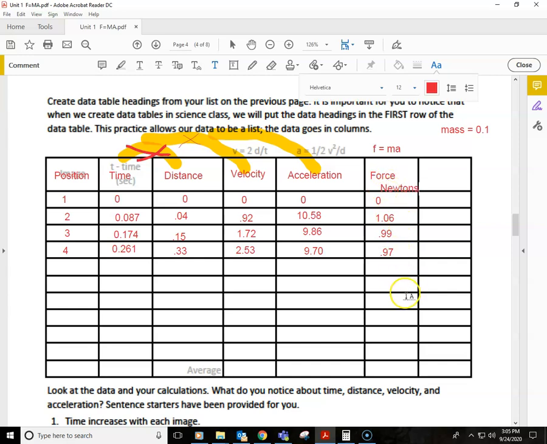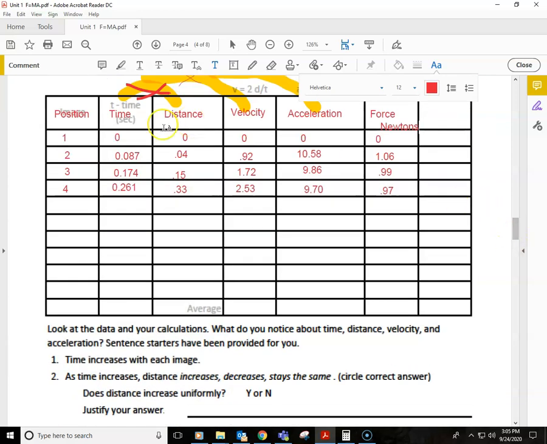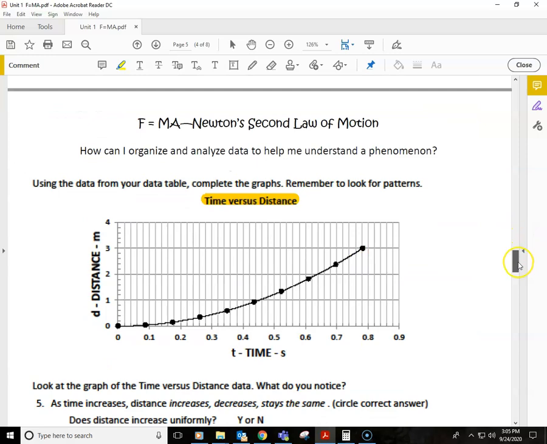Okay, so that's how you find force. Then you're going to do the same thing with graphing. It's going to be time versus force. So now we have to put time and force on this next graph. 0, 0, again, 0.087, 1.06, like that.